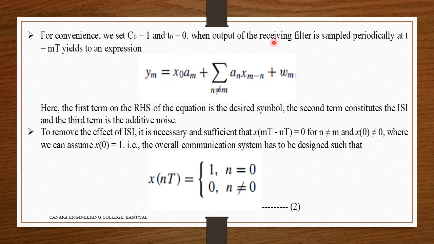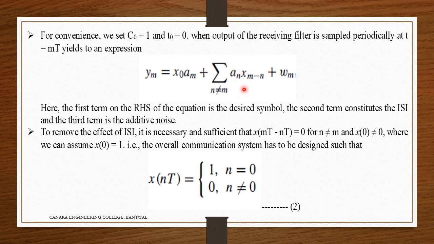Again we have seen this equation, where the first term on the right-hand side is the desired symbol, the second term constitutes the ISI, and the third term is the additive noise. To remove the effect of ISI, it is necessary and sufficient that x((m-n)T) = 0 for n not equal to m, and x0 not equal to 0, where we can assume x0 equals 1. We now need to make the ISI term 0.